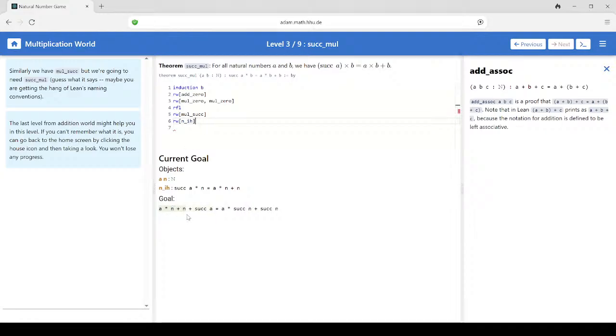a times n plus n, and a times the successor of n plus the successor of n, and the successor of a. It feels like I'm onto something here, but I don't know how I make these sides equal.